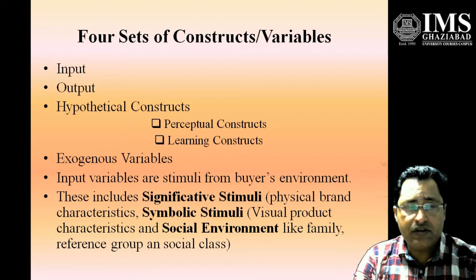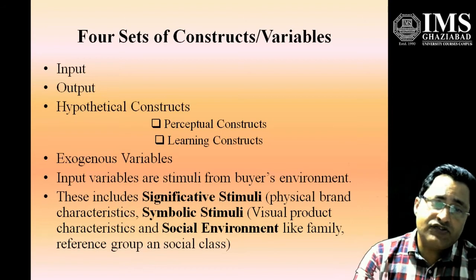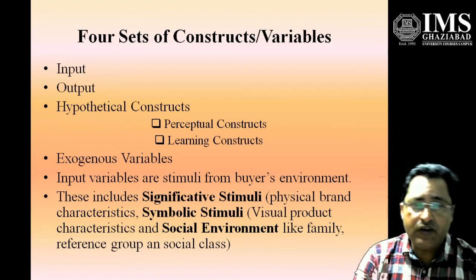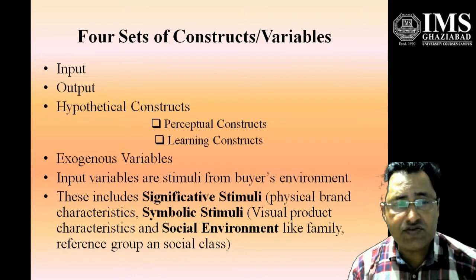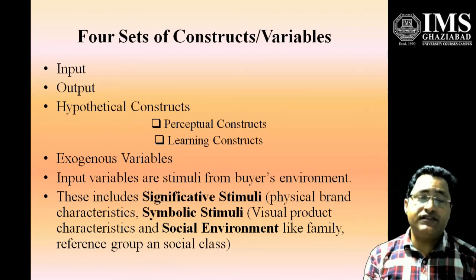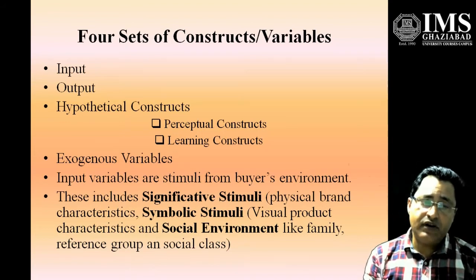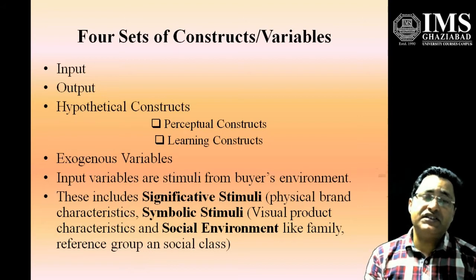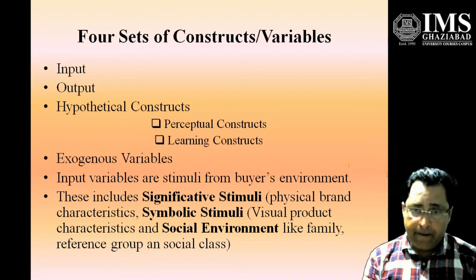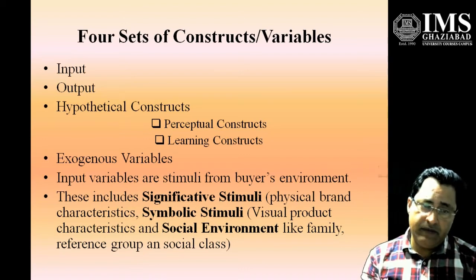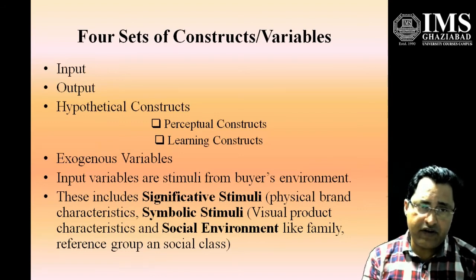The one is input, the other is output, the third one is hypothetical constructs. These hypothetical constructs are divided into two parts: the one is perceptual construct, and the second one is learning construct. And the fourth one is exogenous variable. Right. Although exogenous variable plays a little important role in this particular model, the input, the output, and the hypothetical constructs play a very important role. Right. So now comes a little bit of explanation of all three important parts, which are input, output, and hypothetical constructs.